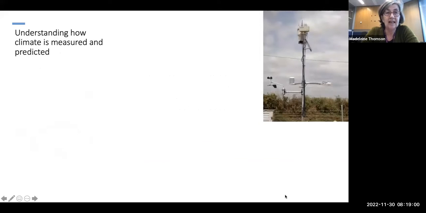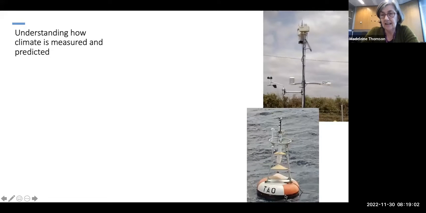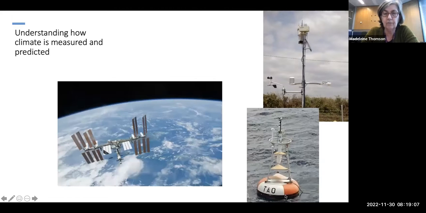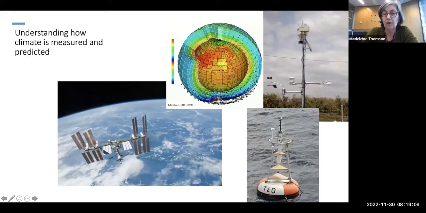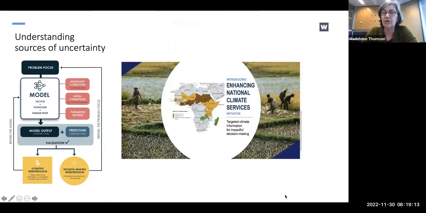So understanding how climate is measured and predicted is key to this, whether it's meteorological stations, ocean buoys, satellite data, or global models. They all produce different types of data. Some of that data can be integrated into common products. Understanding the role of uncertainty in the data sources and how that uncertainty can cascade through models is particularly important.